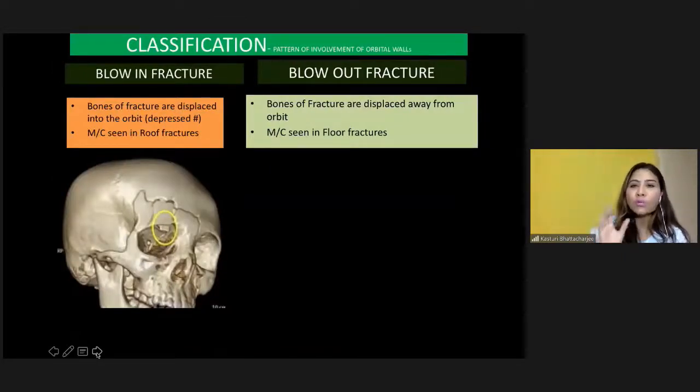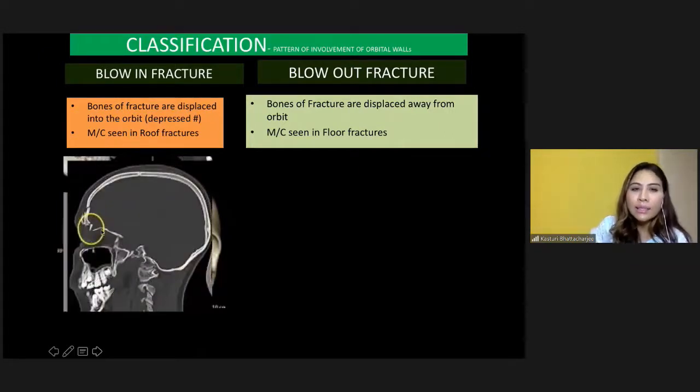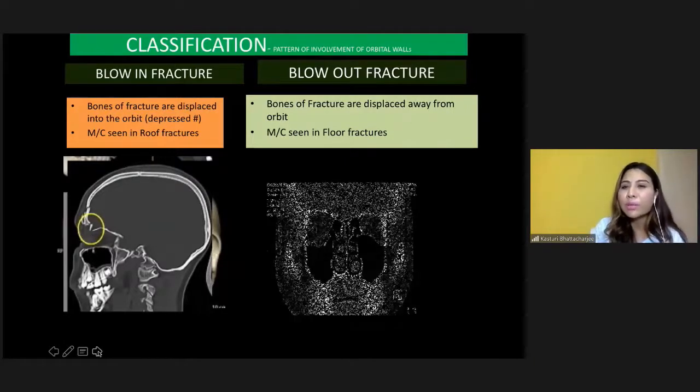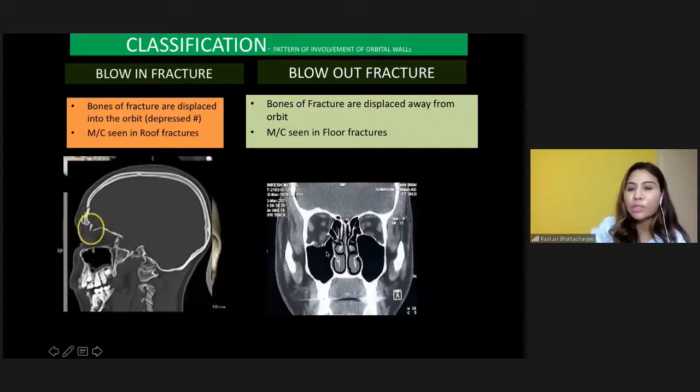The pure ophthalmological classification for us is very simple. It is a blow-in fracture or a blow-out fracture. When a fracture fragment is displaced into the orbit, we call it a blow-in fracture. This is classically seen in the fracture of the roof, where you can see the fracture segment being displaced inside the orbit. But what is a blowout fracture? When the fracture segment is displaced away from the orbit, which we see in the inferior wall fracture, this is classically known as a blowout fracture.